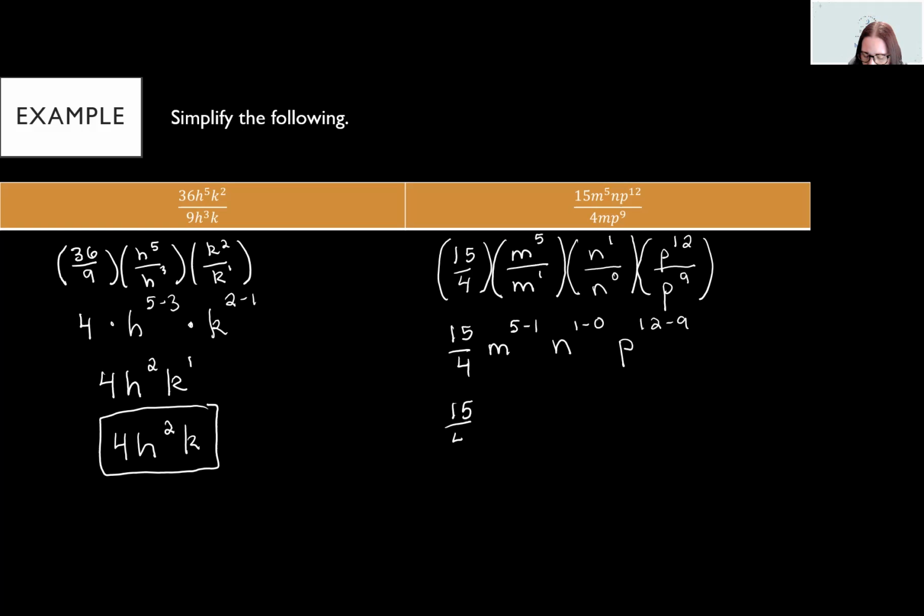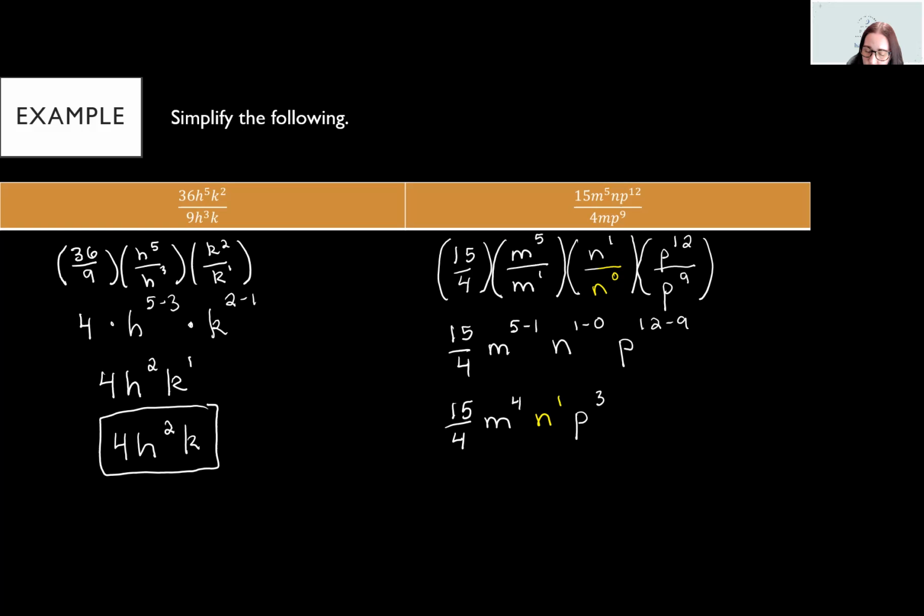So we have 15 over 4, m to the 4th, n to the 1st, because 1 minus 0 is 1, and then p to the third. So that n to the first is kind of special here. I'm just going to highlight it, because what I did is I wrote it over n to the 0. But you don't have to do that. You could just write n by itself, because you can see it didn't change. It's still a single n. I just wrote it over n to the 0 because then it matches everything else we're doing.